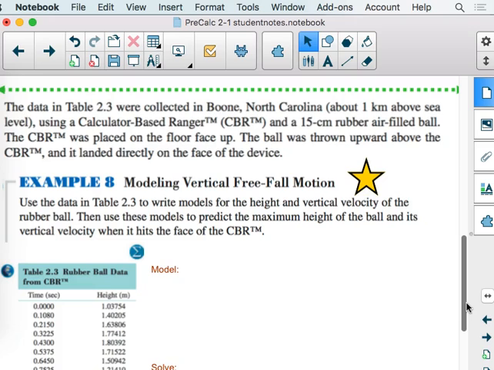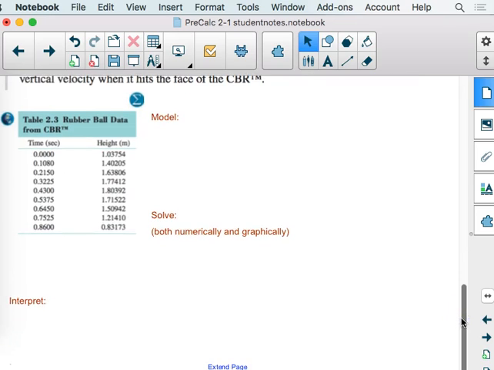But they threw the ball upwards, and it hit the CDR. What we want to figure out is the maximum height of the ball when they threw it, and then the vertical velocity when it hit the CDR. And this is not exactly what the formula gives us. The formula has pieces that give us that. So what we'll have to do is come up with a model and then figure out how that fits with the formula that we have.